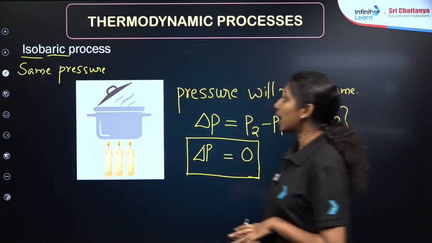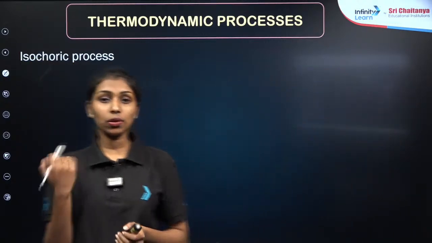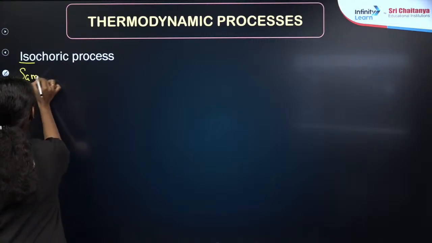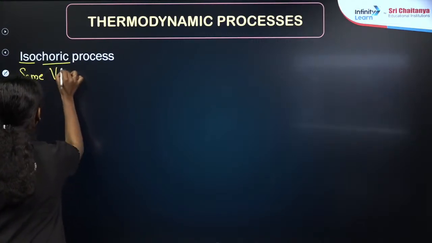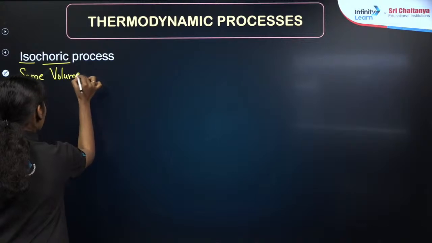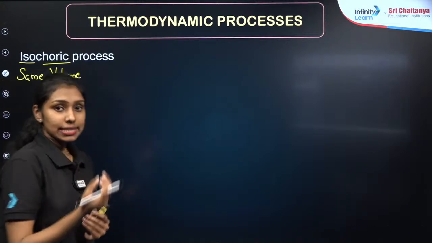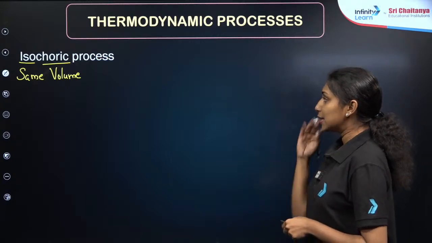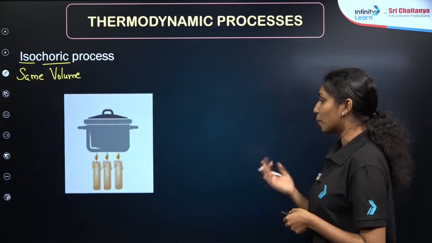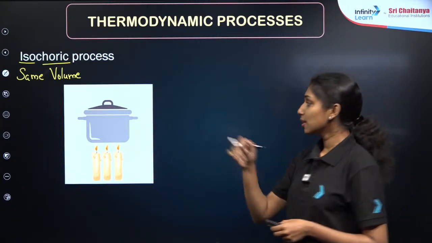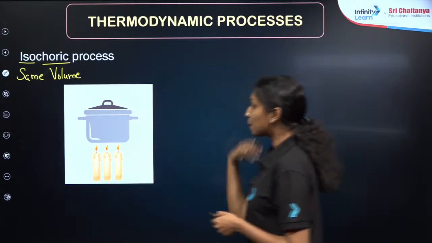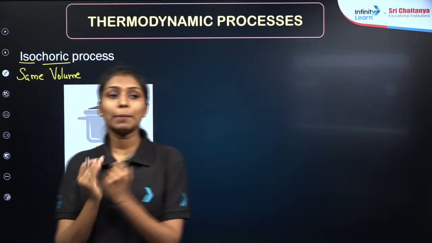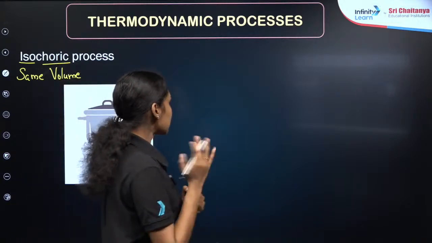Now the third one, it is the isochoric process. Iso means same, choric is related to volume, right? So I can say that this is the type of process in which the volume remains constant. The same water I am heating or boiling here by closing the lid. In the previous case, I had just opened the lid. Here I am closing the lid. What will happen to the volume? Whether the volume increases or decreases?